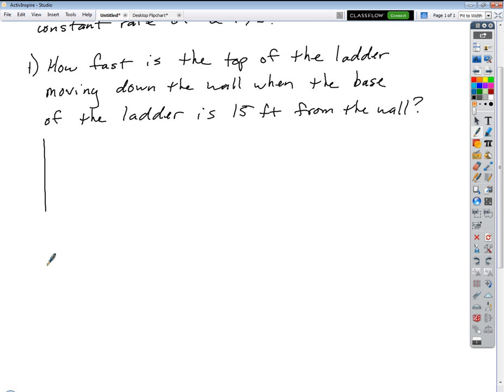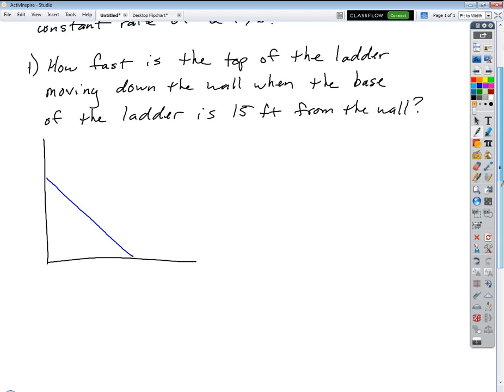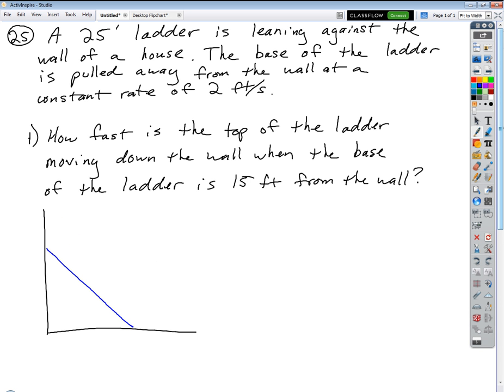We've got a wall of a house, and there's the ground, and we've got a ladder that's propped up against the house, right? It's a 25-foot ladder. The base of the ladder is being pulled away from the wall at a constant rate of 2 feet per second. They want to know how fast is the top of the ladder moving down the wall when the base of the ladder is 15 feet from the wall. So we need some variables here.